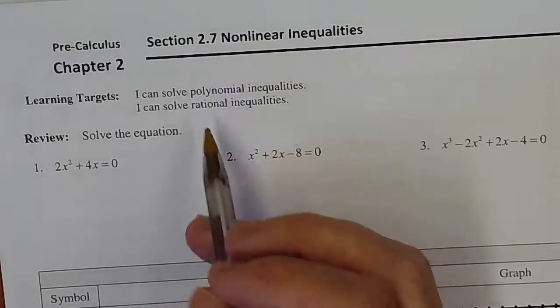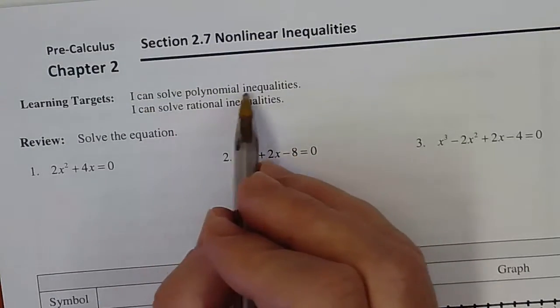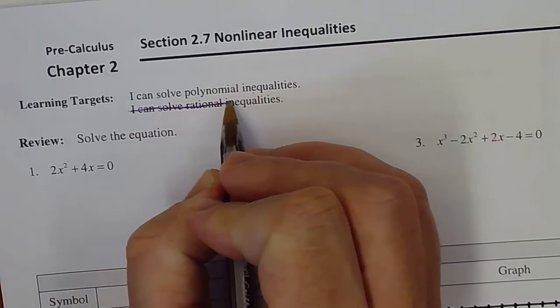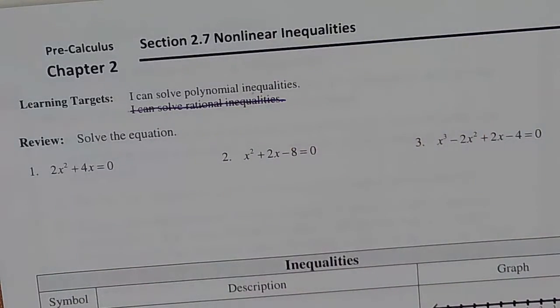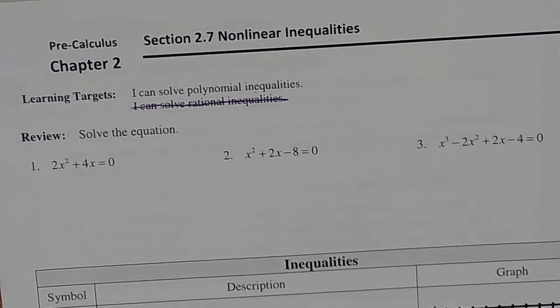Okay, today we'll be covering a learning target from 2.7. I can solve polynomial inequalities. We will be skipping the rational inequalities this year to help us get on track and move forward, okay? So you can cross that out.